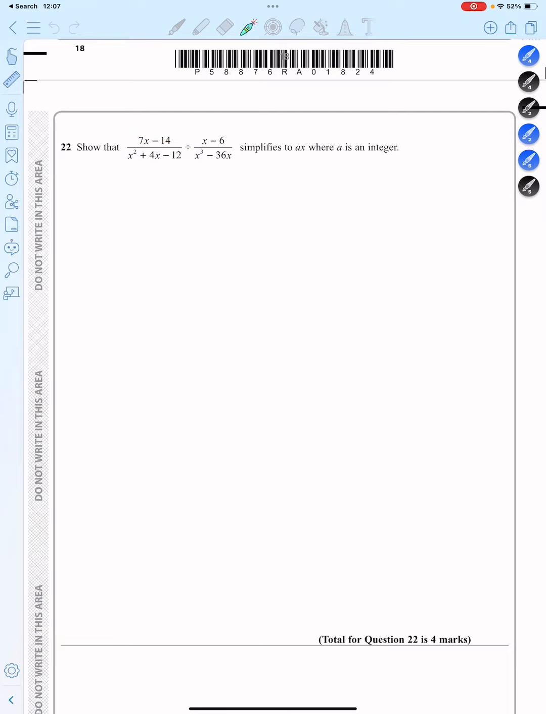As you can see, we have a trinomial, so if we factorize it, let me write the numerator: we have 7x minus 14, and for the denominator, to factorize it, we're going to open 2 brackets because it's going to be the product of 2 things. So we're going to put x here, and then we're going to find 2 numbers such that the product is minus 12 and the sum is 4.